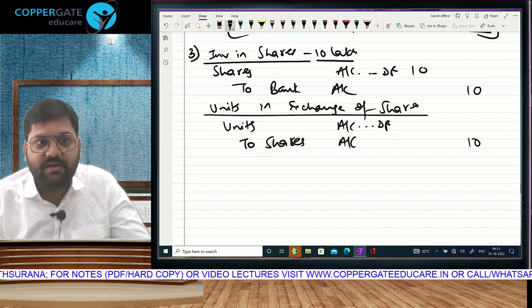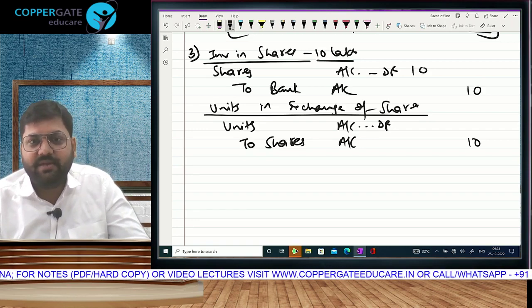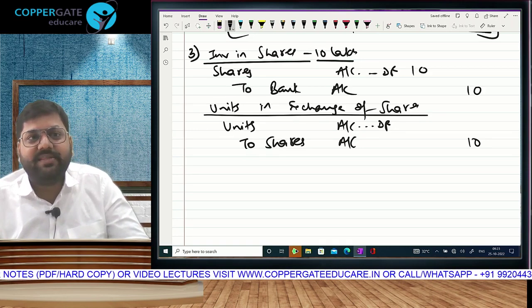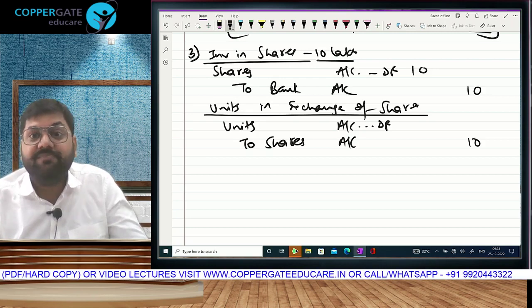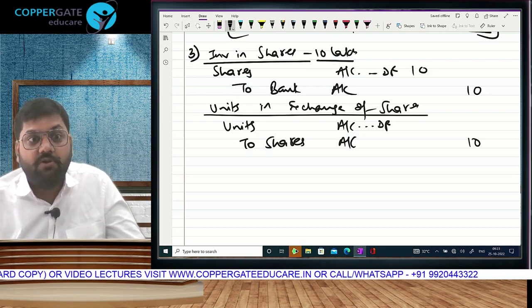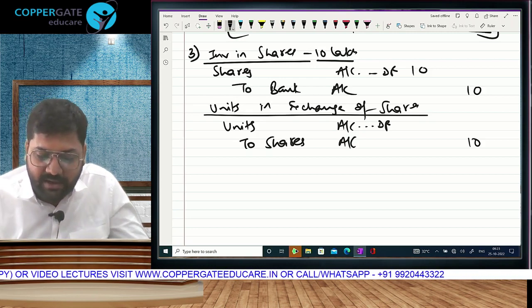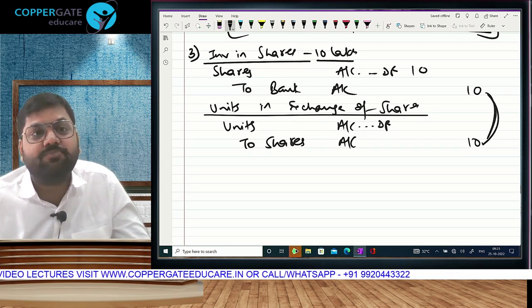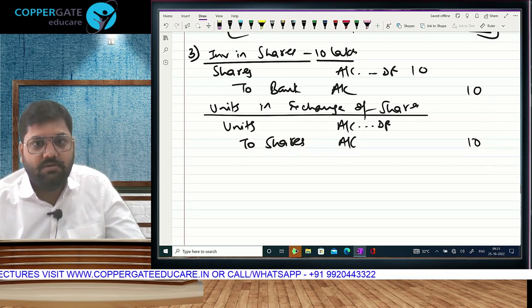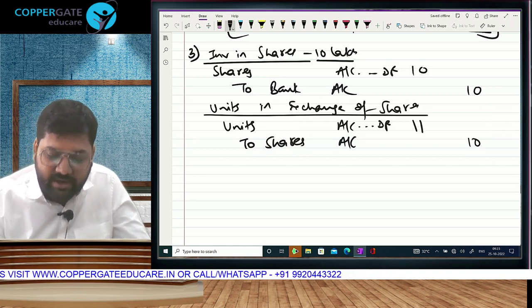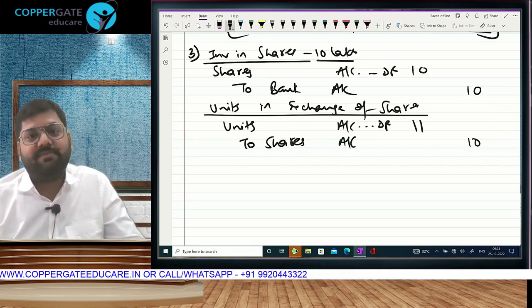But units ka, please listen. As per SEBI regulations, the units have to be recorded at their NAV, their market price, which may not be the same as the shares ka value. Wo bhi book ka value. I hope you remember that this was purchase price, therefore this is book value, sunk cost. Units are being recorded at 11 lakh rupees because that is their market price.